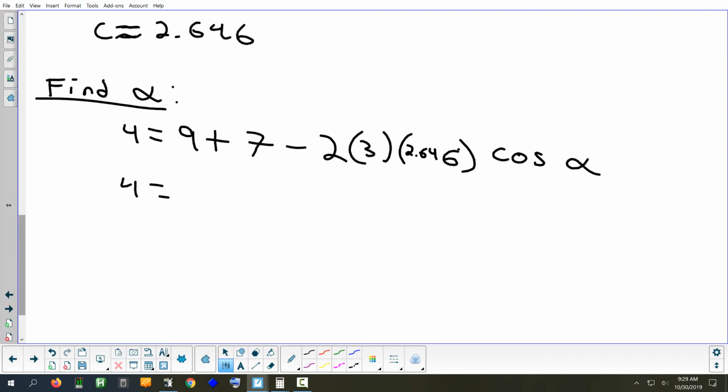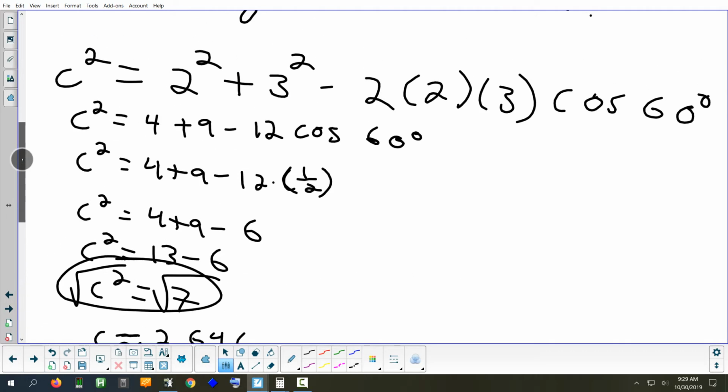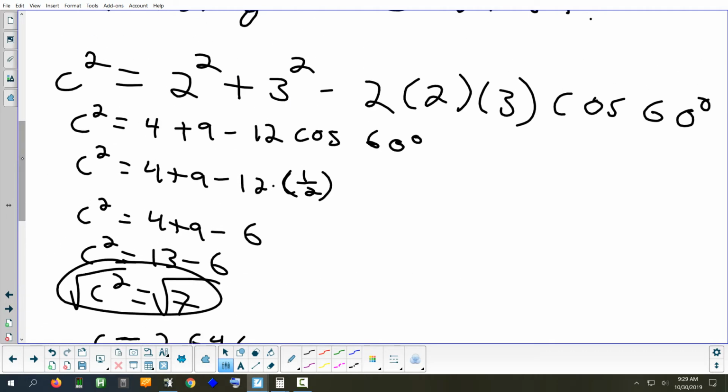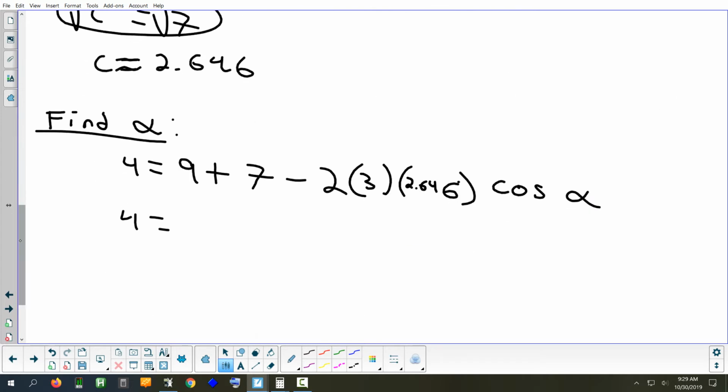Okay. We're solving an equation now. So when you solve an equation, the first thing you want to do is combine like terms. We weren't really solving an equation up here. We were doing arithmetic. That's different than solving an equation. So 9 and 7, those are like terms, so you can combine them.